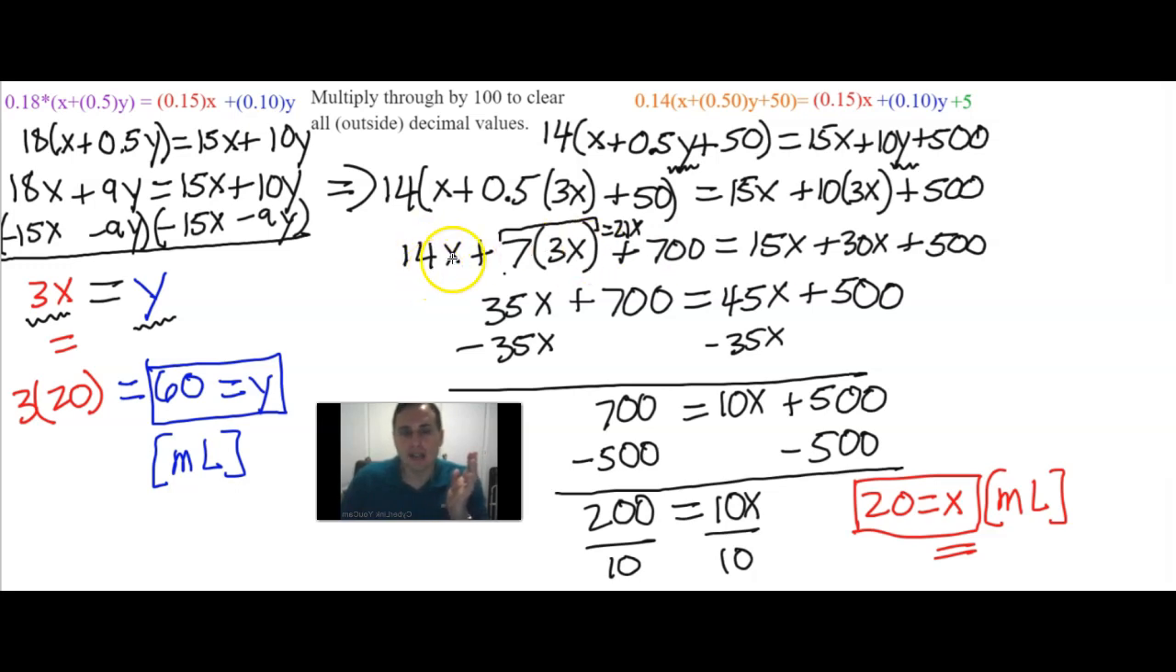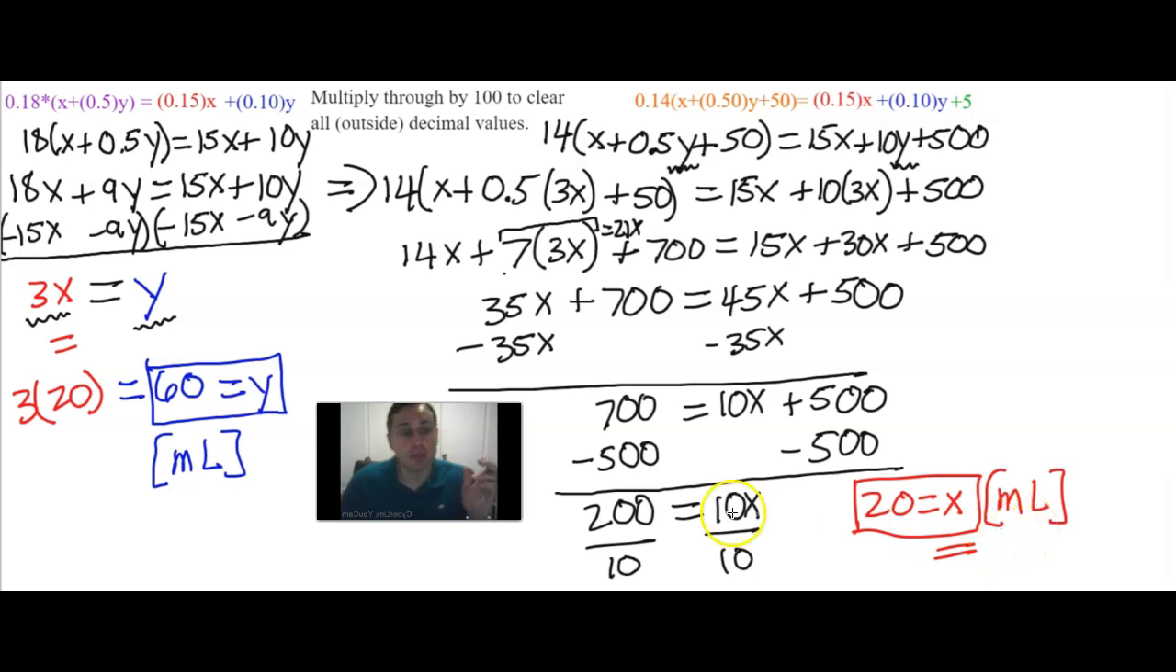So 14x plus 21x, that's 35x. 15x plus 30x is 45x. That's like terms. And then this side has 700, this side has 500. So let's subtract 35x from both sides. We have 700 equals 10x plus 500. Subtract 500 from both sides, 200 equals 10x. Divide by 10, x equals 20. Remember, that's volume in milliliters.